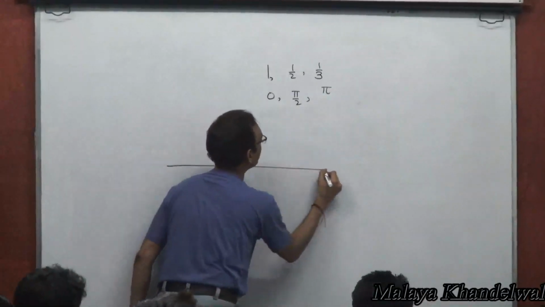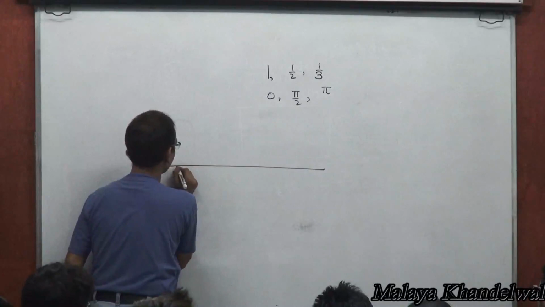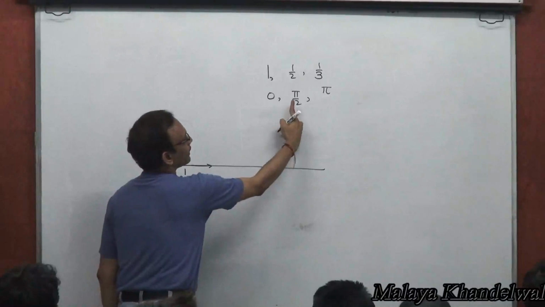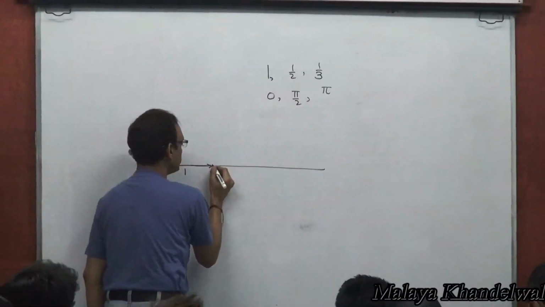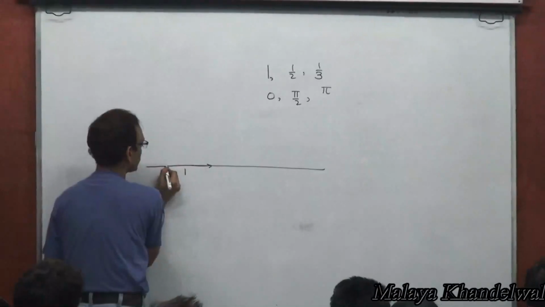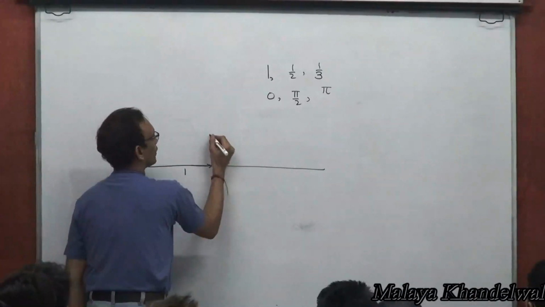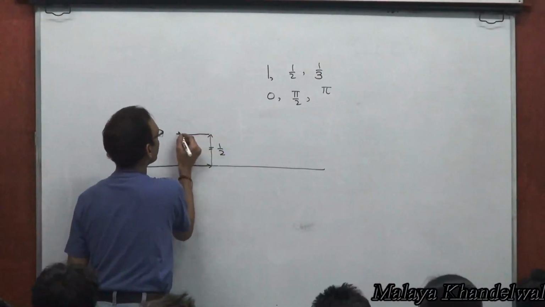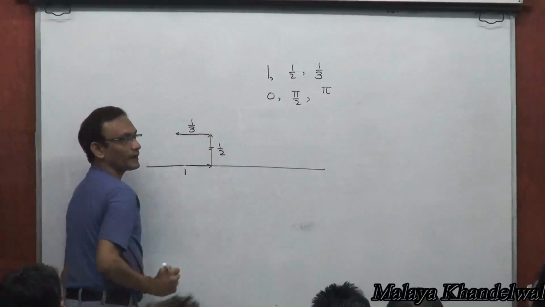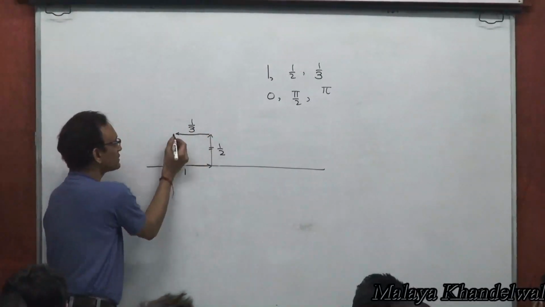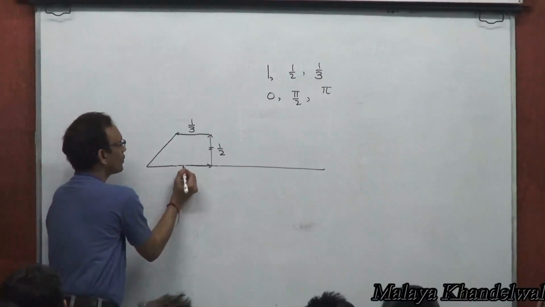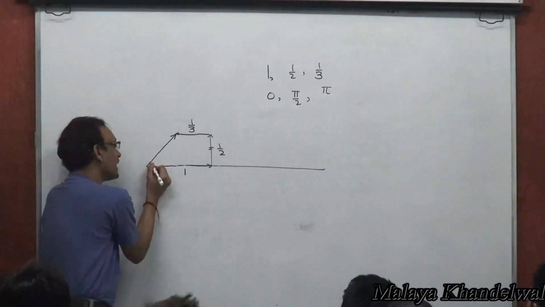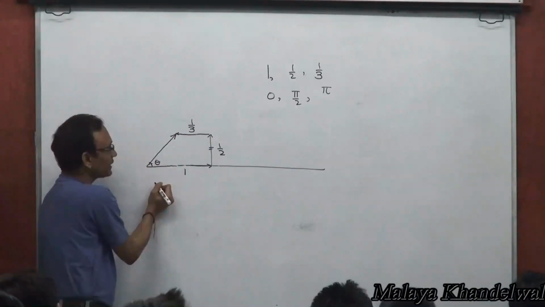So let me draw the phasor diagram. 1 unit along the zero phase line, and half a unit along π/2, and then 1/3 unit along pi, right? The resultant of all these vectors will be this polygon law of vectors. This would be the resultant. This length would be the required amplitude and this angle would be the required phase, right?